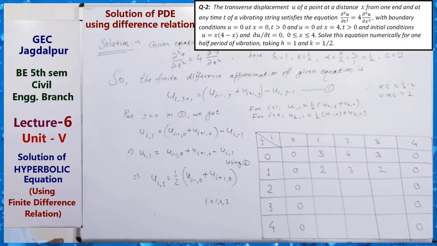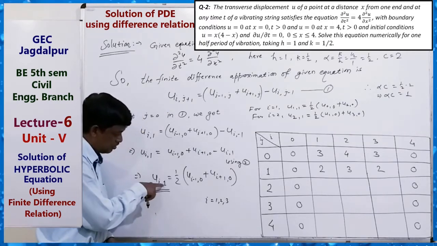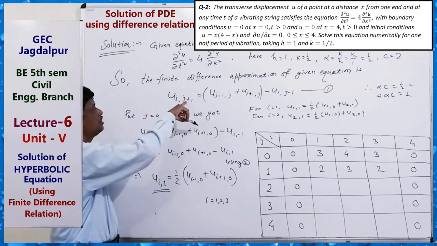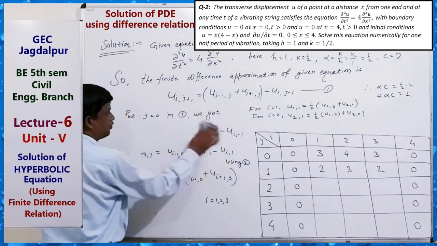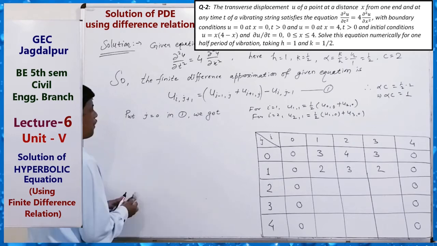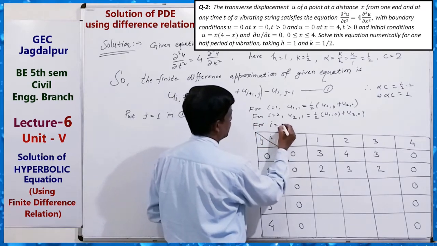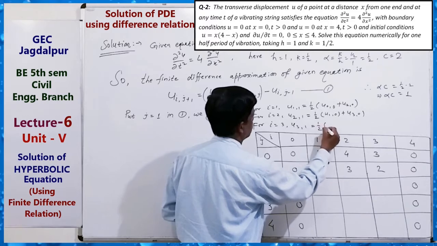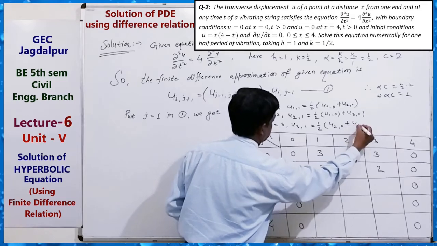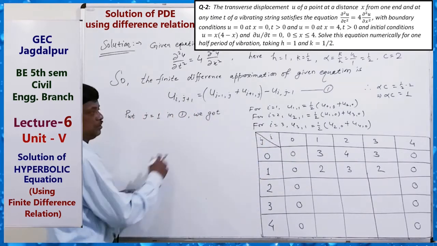This is for j equals 1, this level. Now for j equals 2, you can put here j equals 1. In the previous formula you can get for 3, u(3,1) equals half u(2,0) plus u(4,0). By using this you can get it. Okay, now this was the first level.